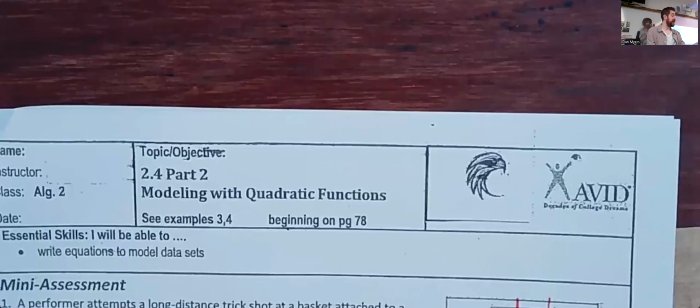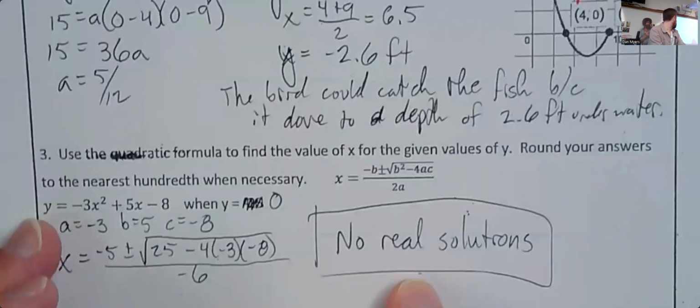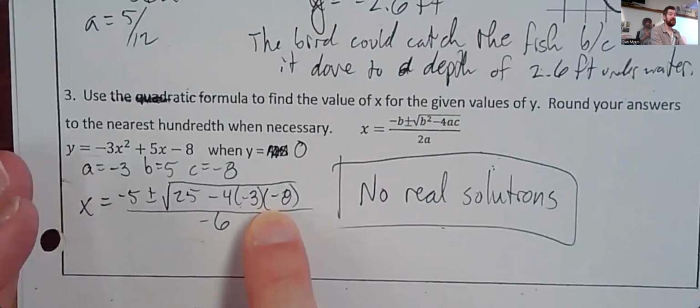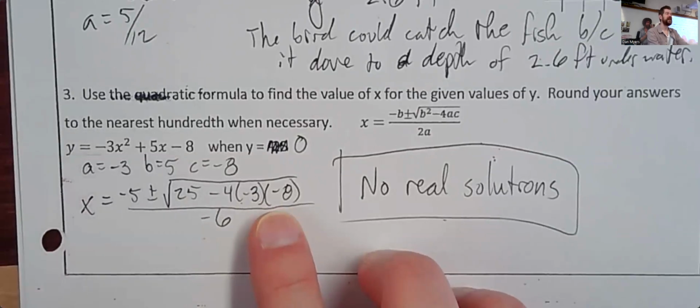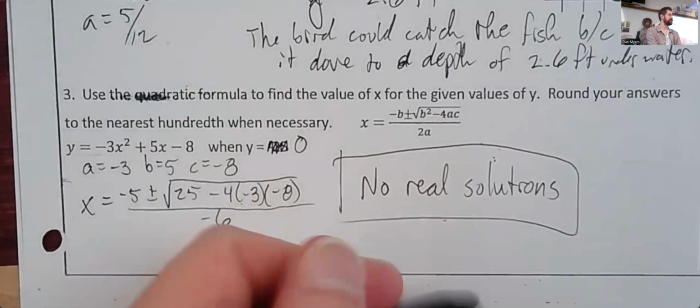By the way, the reason why this ended up being the answer is because everything under the square root ended up being a negative number. And technically, there are no real answers if you have a negative under your square root because you can't multiply a number by itself and end up with a negative number. So that's why we got no real solutions here.